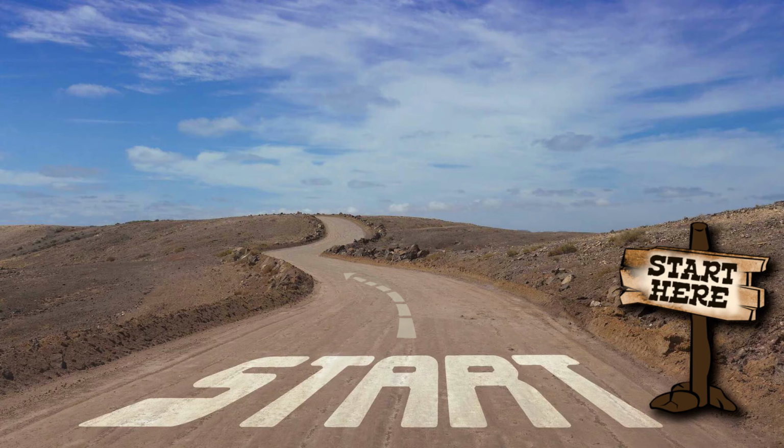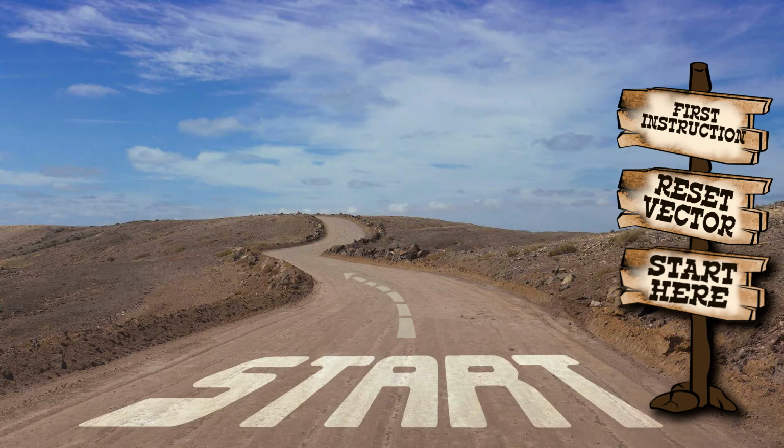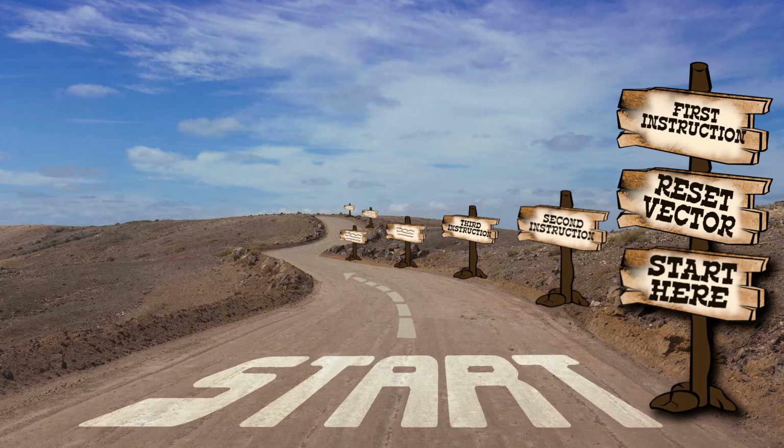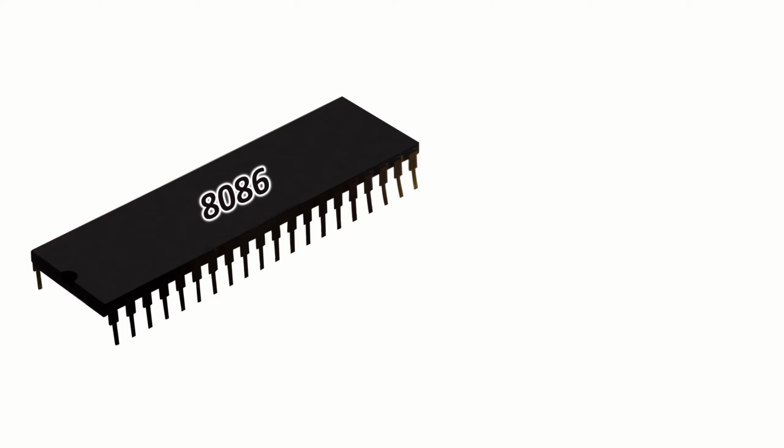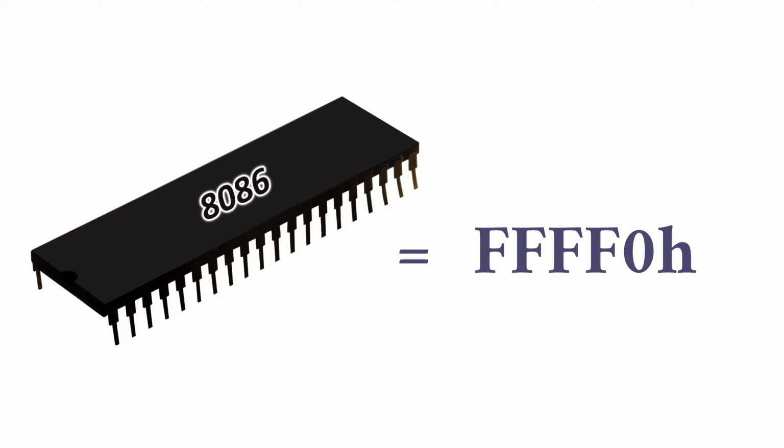The reset address, or reset vector, is the address where the CPU picks up the first instruction to execute after it's powered on. Since the registers are always set to the same values every time the computer is turned on, the reset vector calculation always results in the same value. The reset vector for the 8086 processor is at FFFF0H. Last 16 bytes below 1 megabyte.